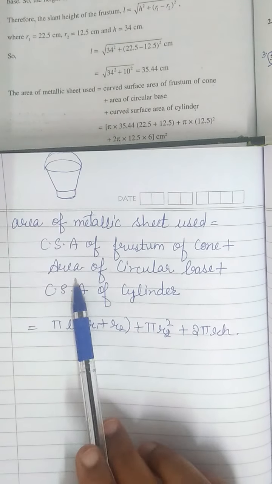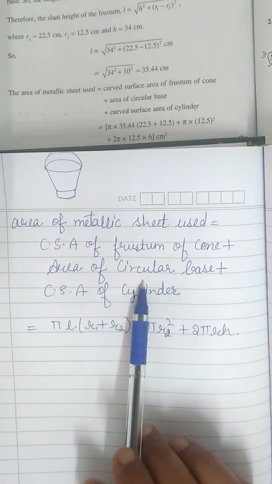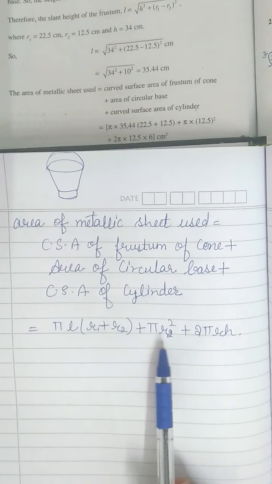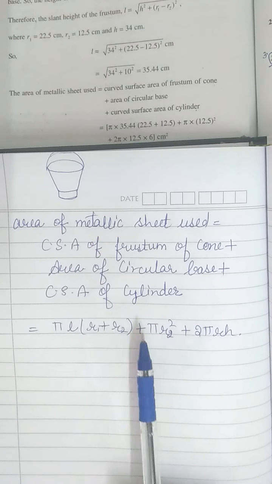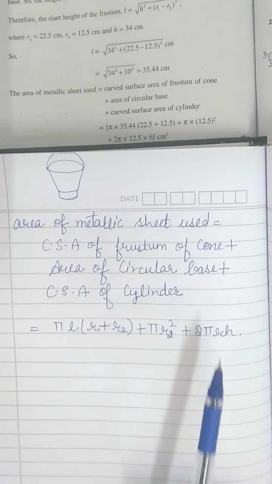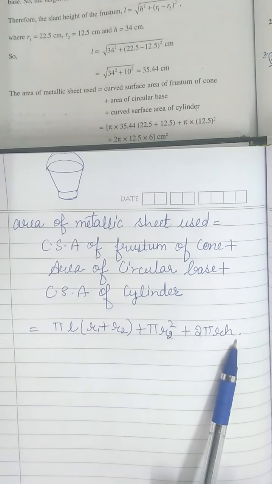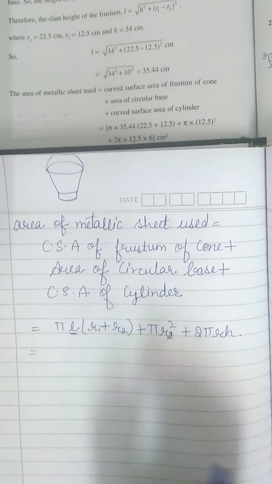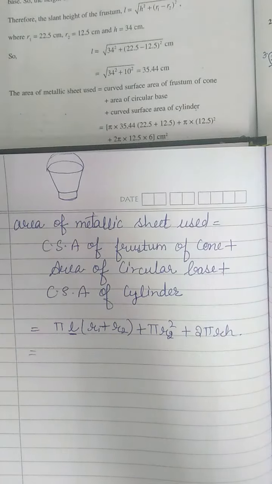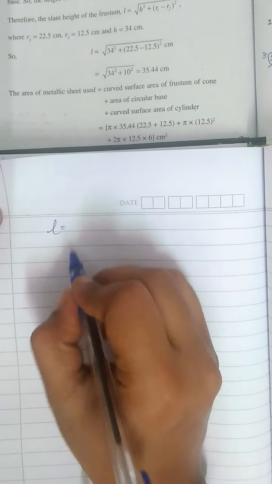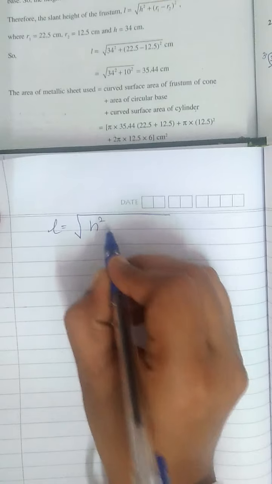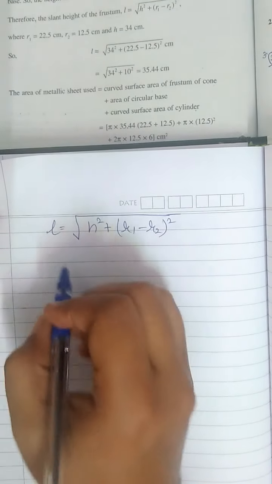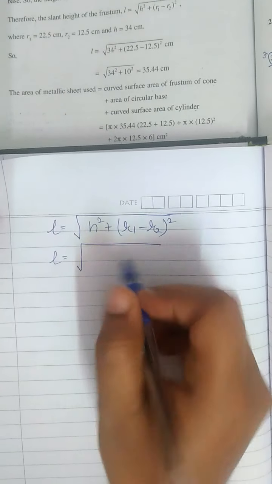Okay, and area of the circular base, this is in the shape of a circle, so that's why we use area of circle pi r square, and curved surface area of cylinder is 2 pi r h. Okay, so first of all we find l. Okay, so what is the formula to find l? So l is equal to square root of h square plus (r1 minus r2) whole square. Okay, so now we put the values.